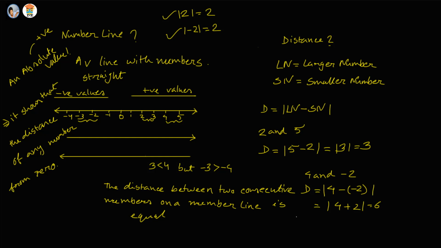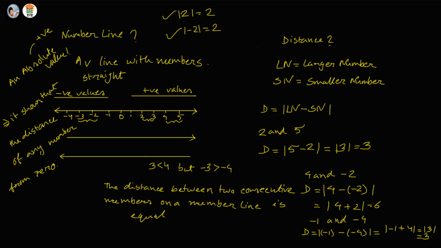And say the distance between two negative numbers, say -1 and -4, distance will be d equal to the larger number -1 minus the smaller number -4 modulus sign. We have -1 plus 4 equal to modulus 3, which is equal to 3.